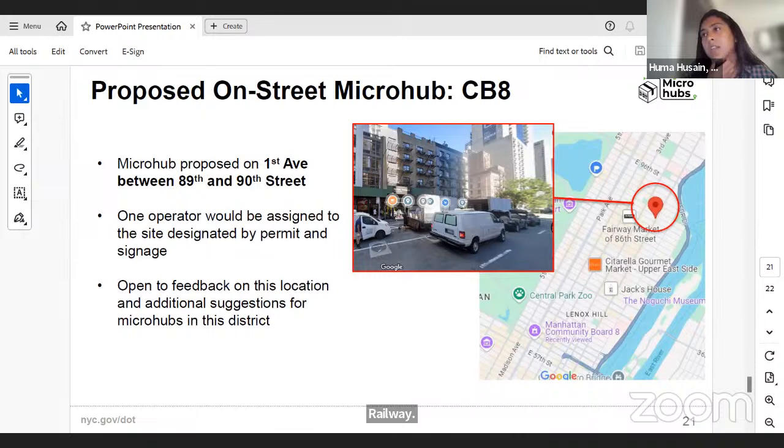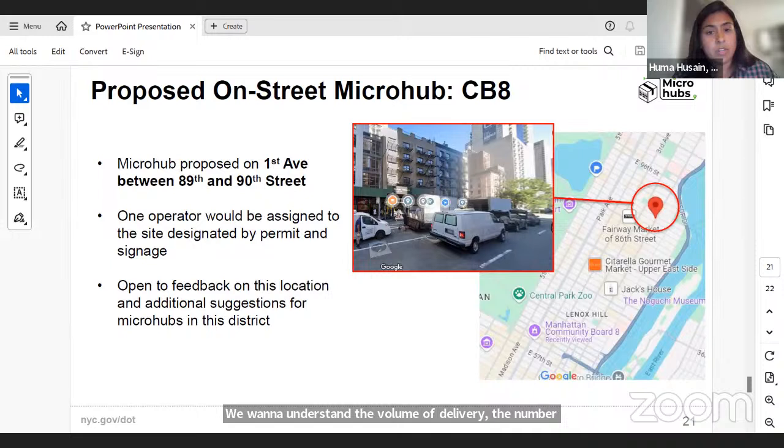Sure. And then in terms of metrics, we want to understand the volume of delivery, the number of vehicles, the time of day, so the number of trucks, but also the number of sustainable vehicles. So how many cargo bikes are going in and out of the space? Where are they going? We want origin, destination data, all of that to build a picture of, did we reduce trucks in this radius? So volume, number of trucks, types of vehicles, and time of day.